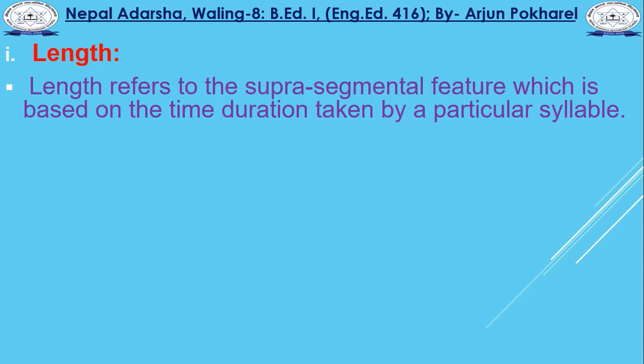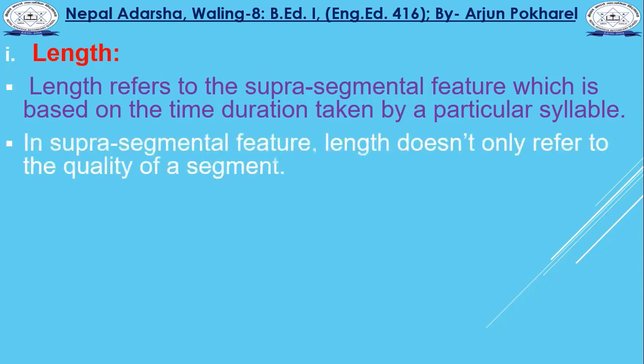On the basis of the time duration, we identify what? Length. And next, in the suprasegmental feature, length does not only refer to the quality of a segment. I also told you previously that it is not the quality of a segment. Of a segment means what?